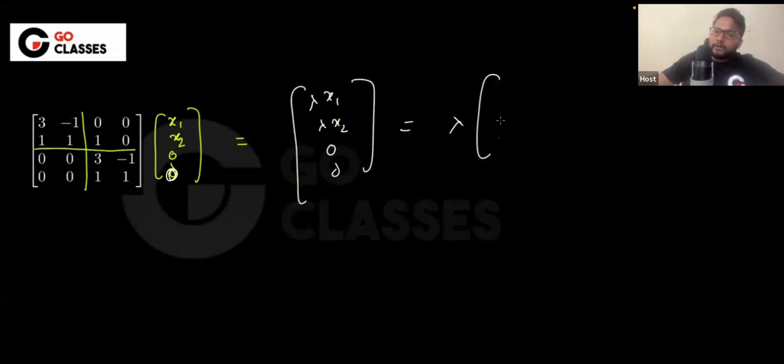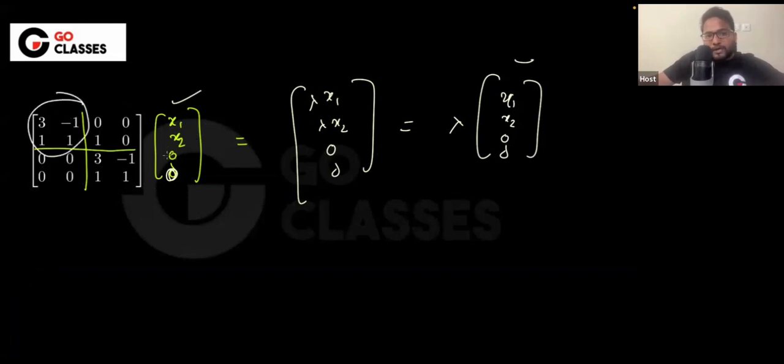Ultimately, this will get multiplied by this. So this is lambda into x1, lambda into x2. This will get multiplied by 0. This is 0, this is 0. So for this, it is okay, which is lambda into x1, x2, 0, 0, which means we have got the eigenvector as same. Which means whatever is the eigenvector of this, you append 0, 0, you will be getting the eigenvector of the whole thing.